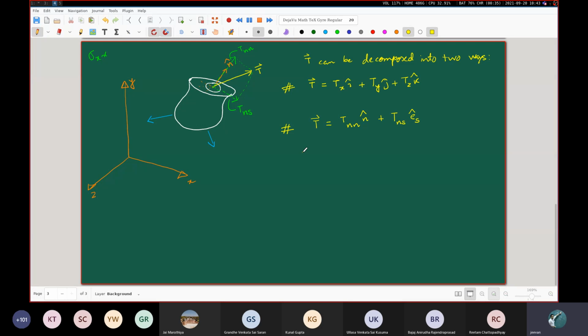Okay, so this is very, very important to understand: ES hat is perpendicular to N hat, and ES hat is lying in the same plane containing the T vector and N hat. This is very, very important to understand.